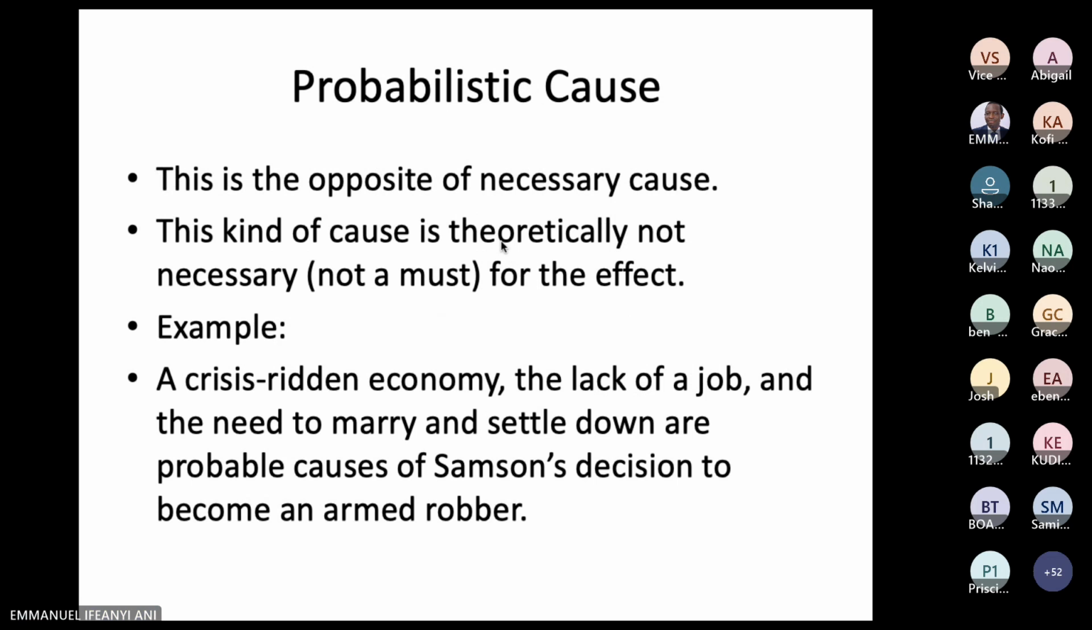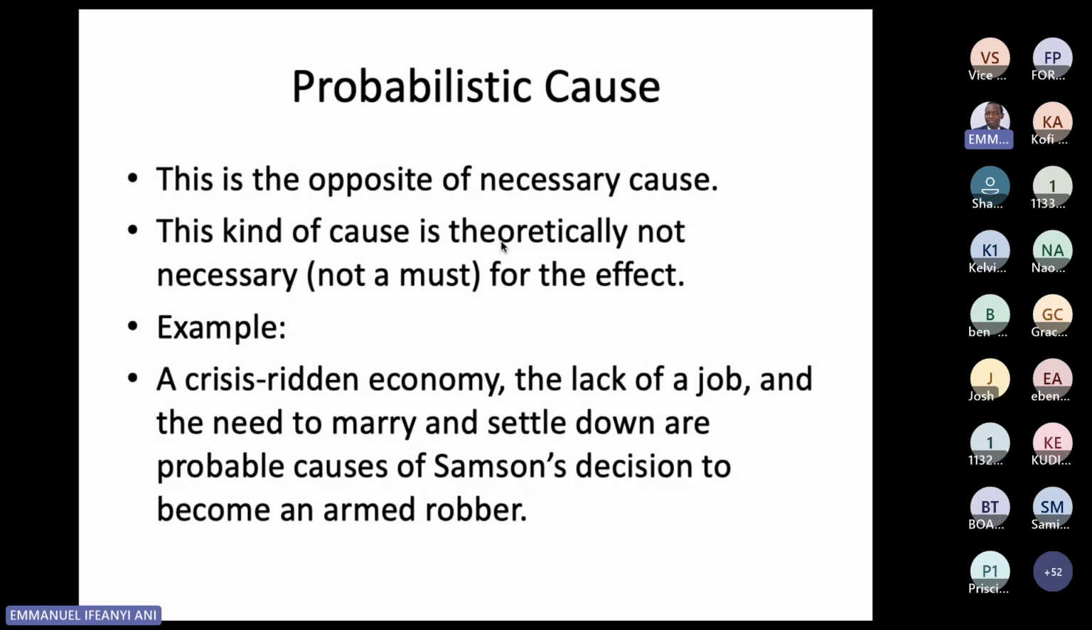All right. Let's look at probabilistic cause. Now this is the opposite of necessary cause. So this kind of cause is theoretically not necessary. It is not a must for the effect. Example: a crisis within the economy, the lack of a job, the need to marry and settle down are probable causes of someone's decision to become an armed robber.